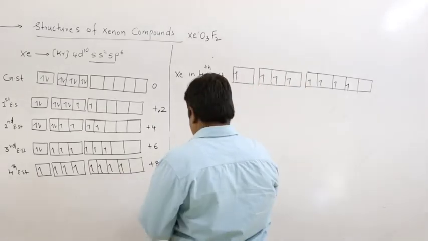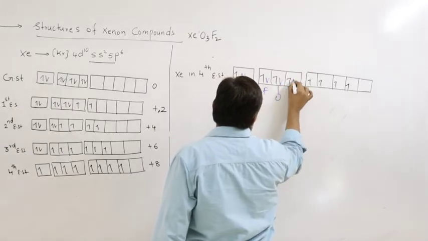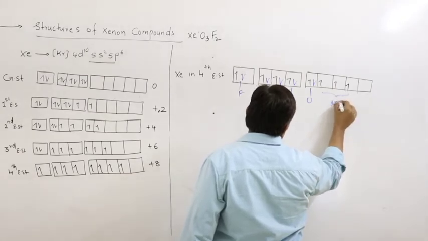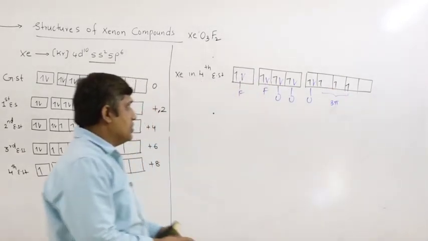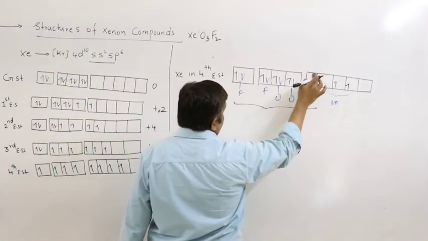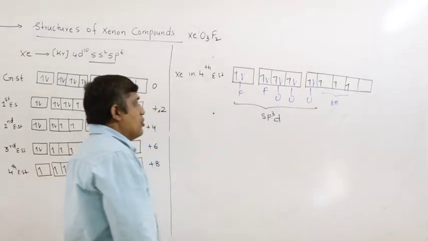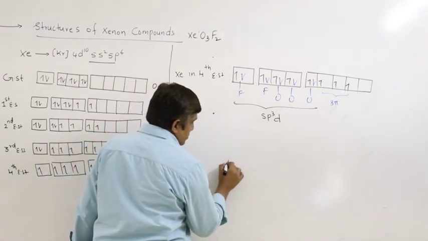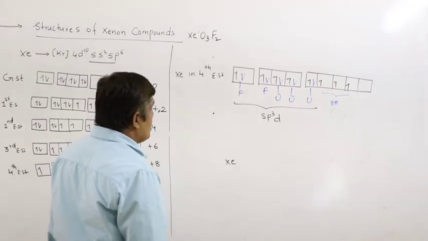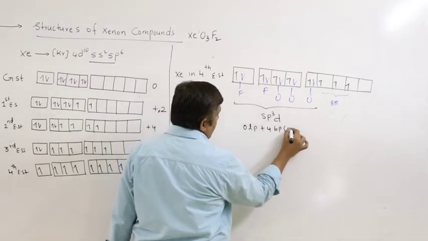So 2 fluorines, 3 oxygens, 3 pi bonds. Right. So hybridization, 1 2 3 4 5 orbitals you require, sp3d hybridization. So 0 lone pairs, 4 bond pairs, sigma bonds.